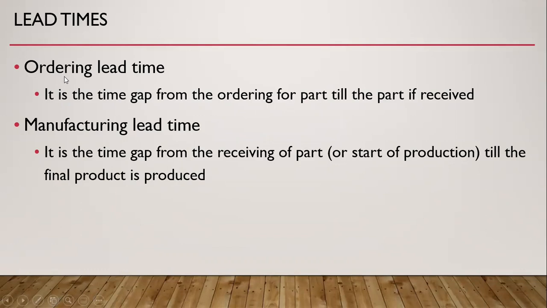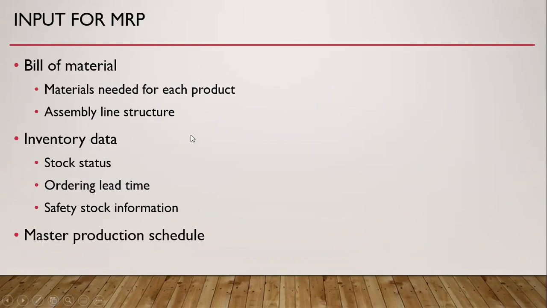Before talking about material requirements planning, let us see what is the lead time. There are two types of lead time. One is ordering lead time. It is the time gap from ordering for a part till the time the part is received from the supplier. Manufacturing lead time is the time gap from receiving the part or start of production till the final product is produced.